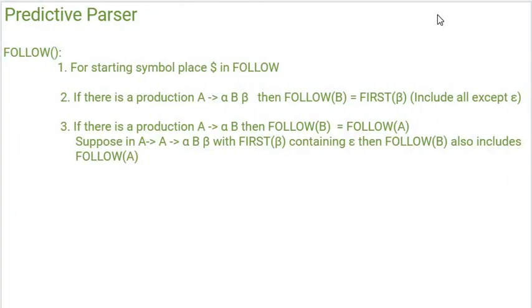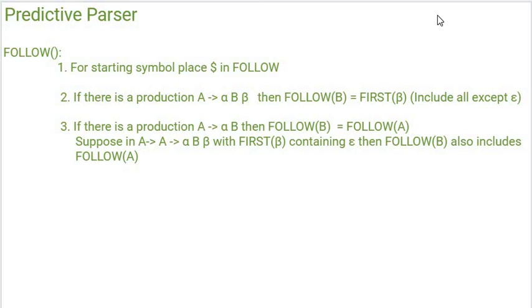Now the next rule is a special case. If you have a production like A tends to alpha B beta, we already learned in our second rule that follow of B will be first of beta. Now if first of beta contains epsilon in it, then what you have to do is, other than epsilon, you have to include all the symbols whatever you are getting in first of beta. In addition to those symbols, you have to also include follow of A in it.